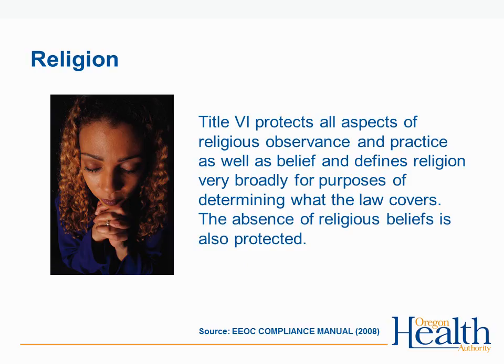Title VI protects all aspects of religious observance and practice, as well as belief, and defines religion very broadly for purposes of determining what the law covers. Religion can include not only traditional, organized religions such as Christianity, Judaism, Islam, Hinduism, and Buddhism, but also sincerely held religious beliefs that are new, uncommon, not part of a formal church or sect, only subscribed to by a small number of people, including only one person, or that may seem illogical or unreasonable to others. The absence of religious belief is also protected.